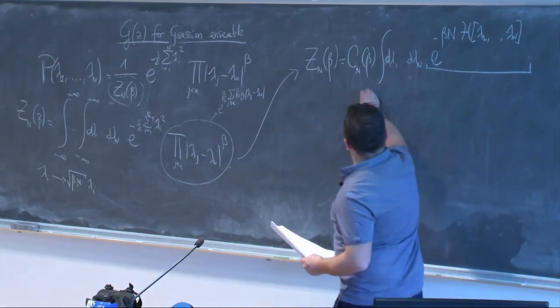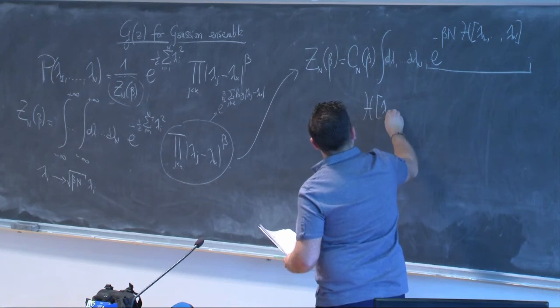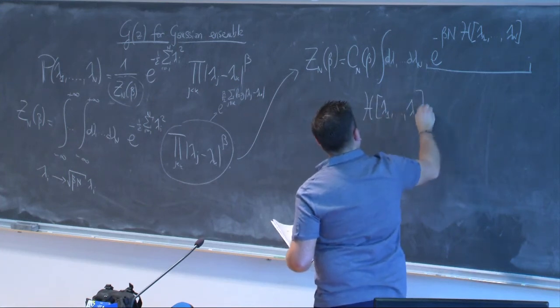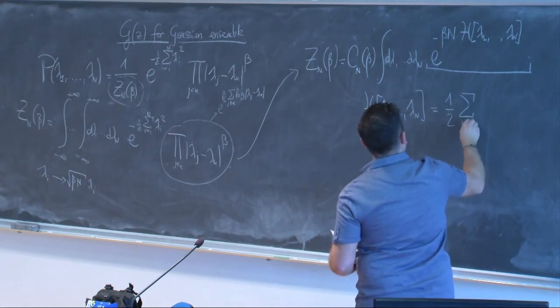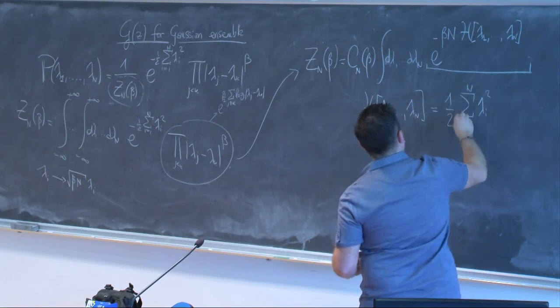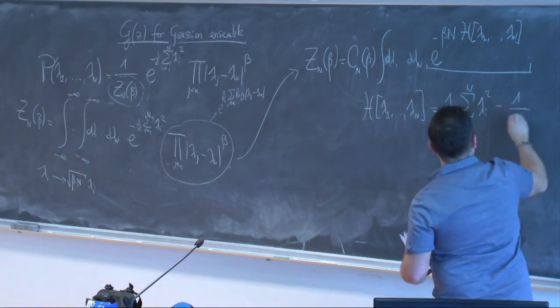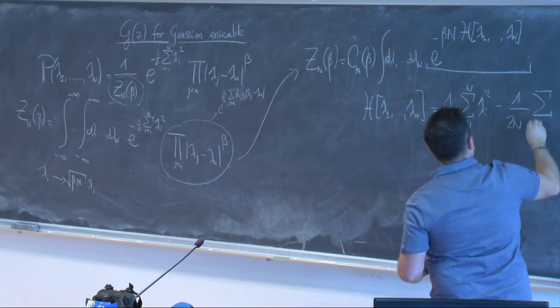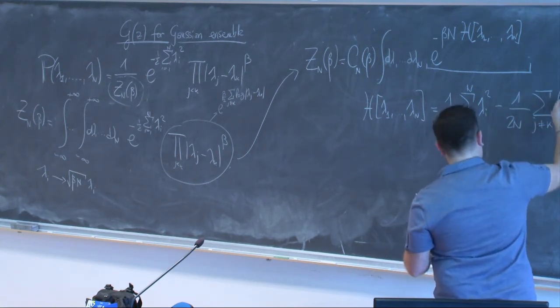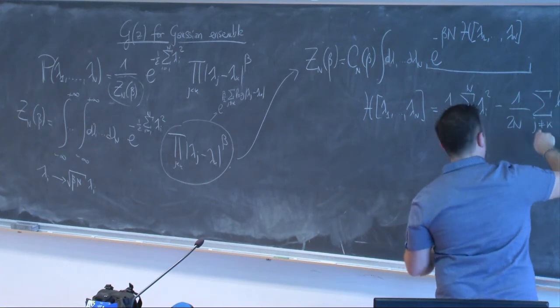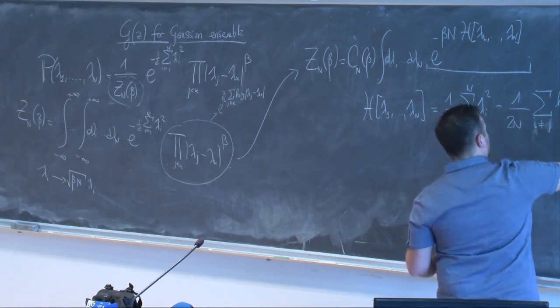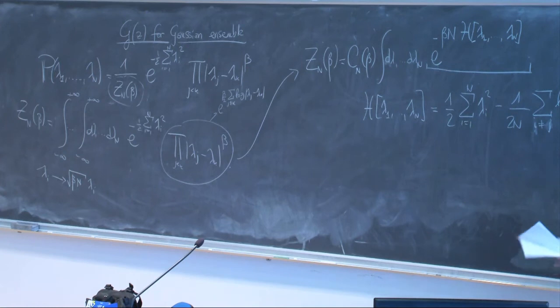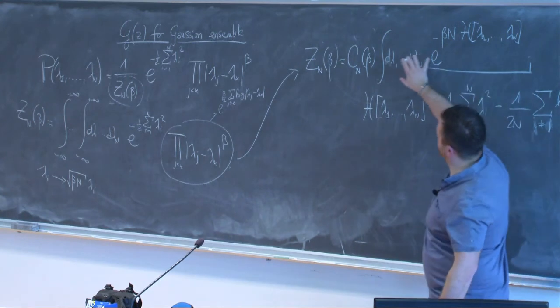So, let's write what h is. So h is 1/2 summation i from 1 to n of lambda_i squared, minus 1 over 2n summation over i different from j of log of the absolute value of lambda_i minus lambda_j. So look at this very nice formula.